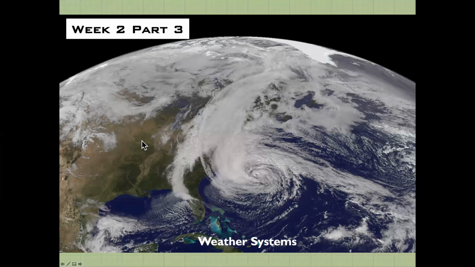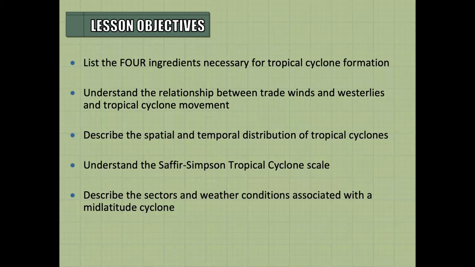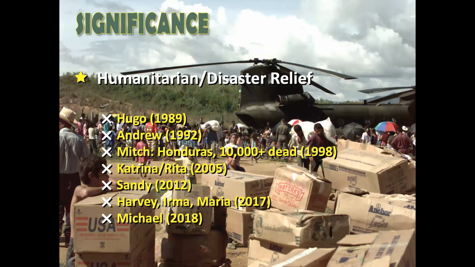All right, weather systems. So now here we're talking about actual cyclones, whether they be mid-latitude cyclones or tropical ones. So again, the objectives for the particular lesson, the significance. The military is often involved in humanitarian disaster relief. Here's just some examples of some famous ones. Some of them from many years ago, some from as recently as Michael in 2018.